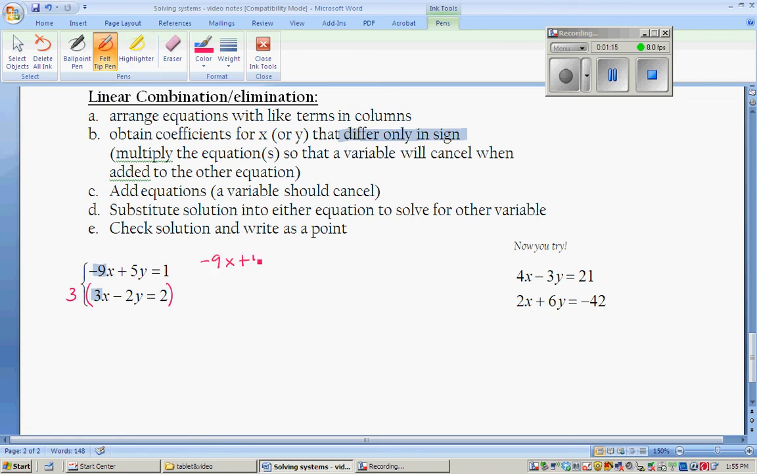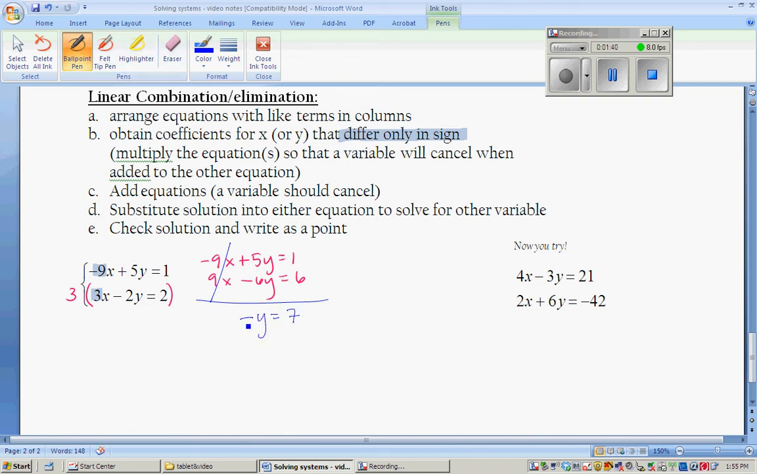My old equation stays exactly the same, and my new equation is now going to be 9x minus 6y equals 6. Do not forget to multiply times every single term. And now we're just going to add these two together, and the negative 9x and 9x cancel out, and we're left with a negative 1y equaling 7.